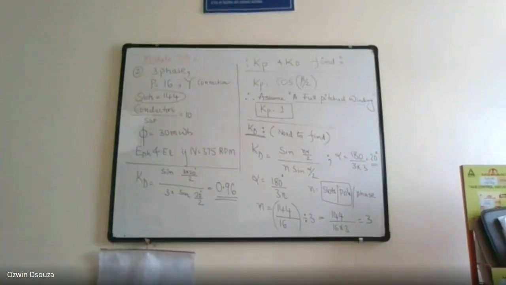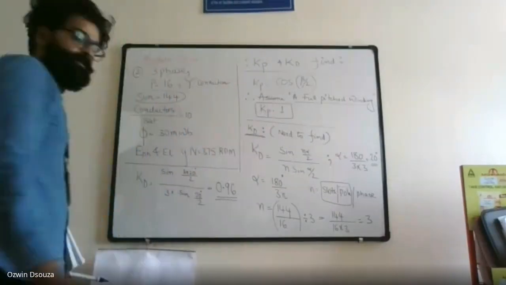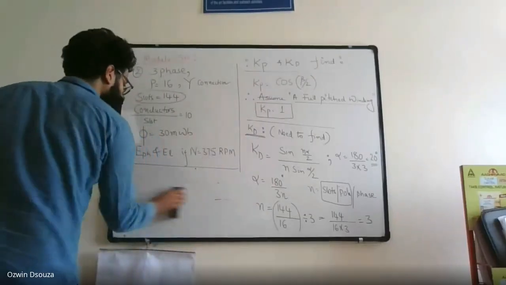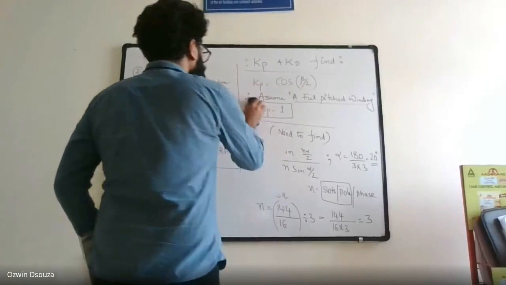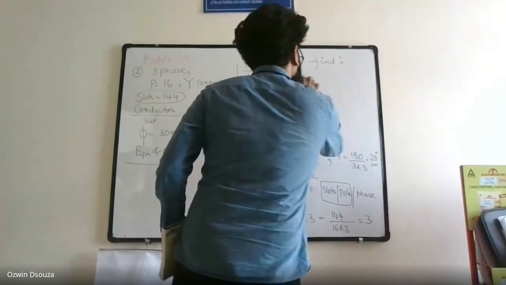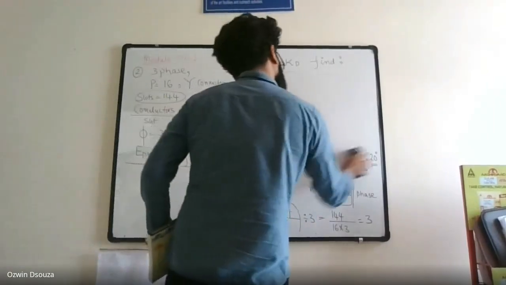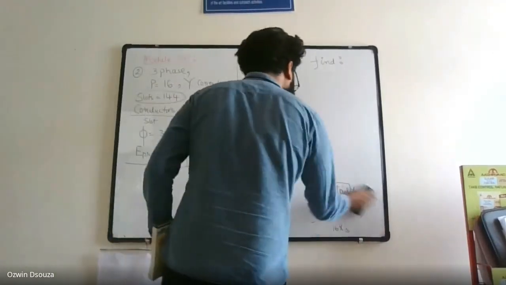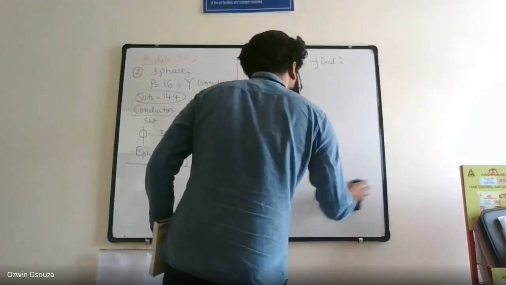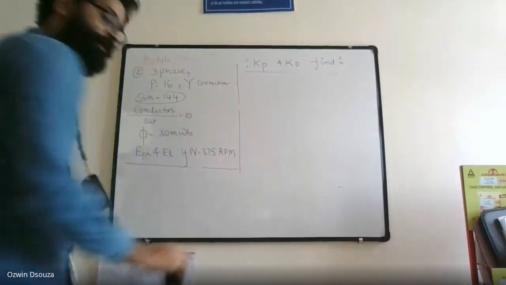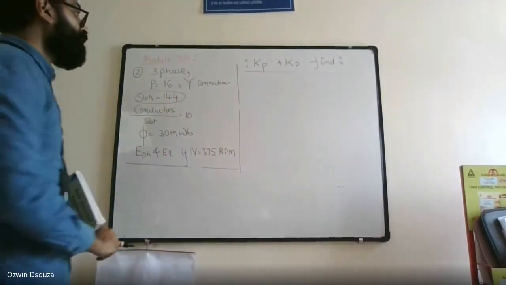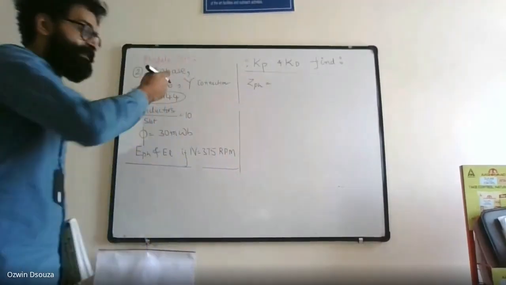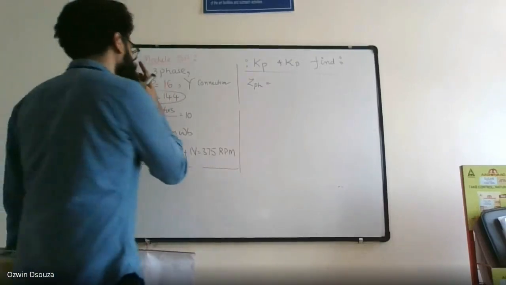All right. So Kp and Kd values are known to us. With this, we can find out the induced EMF. So from the previous example, we have seen that in order to find induced EMF, we need to determine Z phase as well, right? We need to find what is Z phase. So let's try finding out Z phase first.